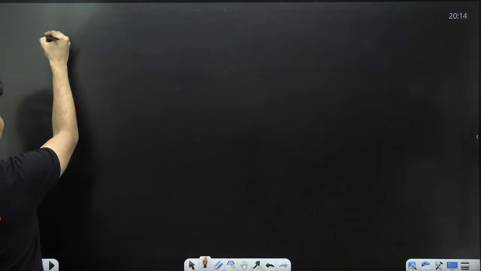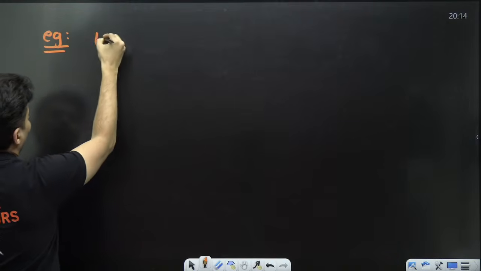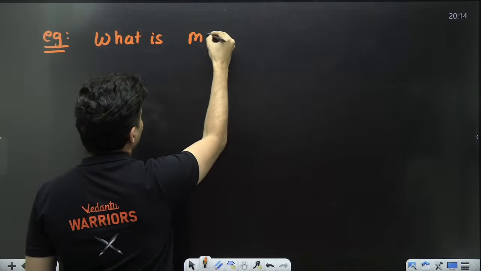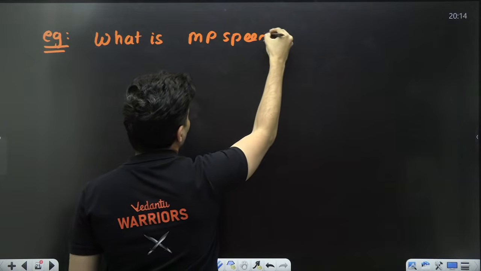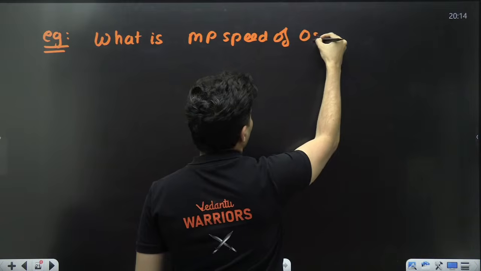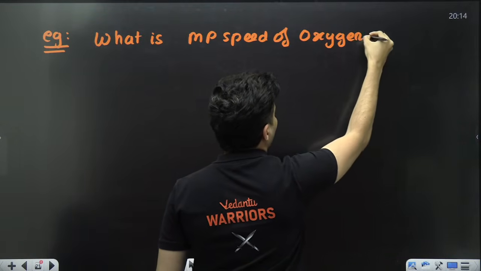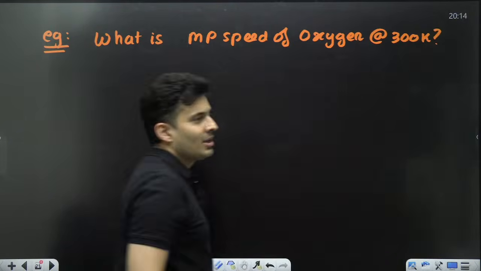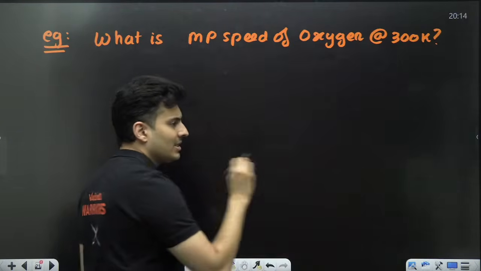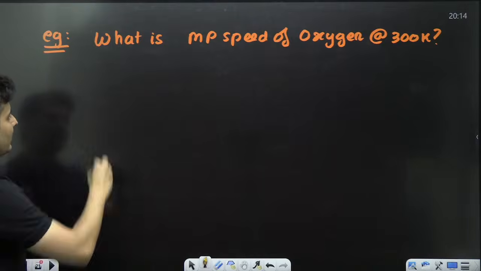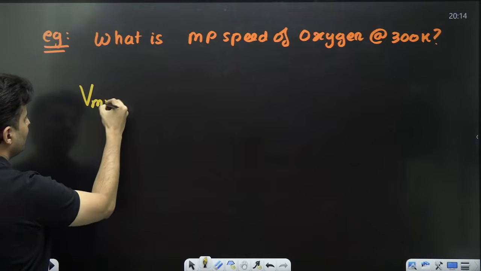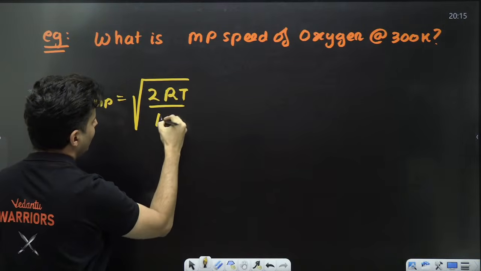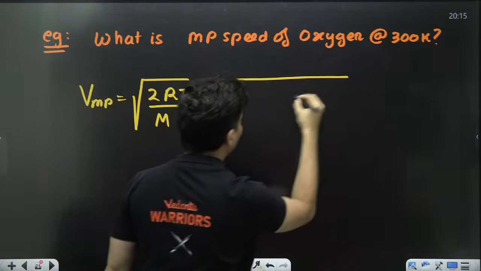if I ask them, for example, what is, say for example, the most probable speed of oxygen at, let's say, 300 Kelvin. I'm not interested in the values, I'm just interested in what is it that you're going to substitute. So most probable speed is root of 2RT divided by M. Okay, let's see what and all you will put.